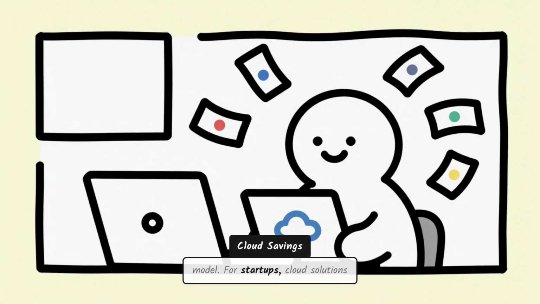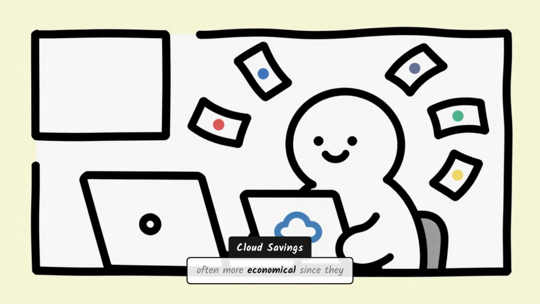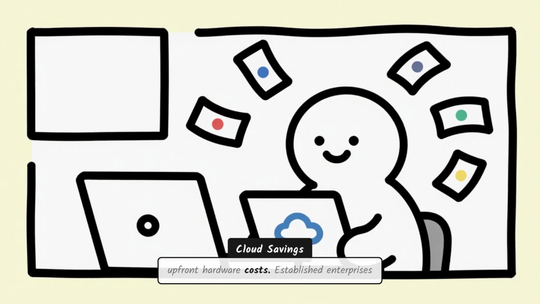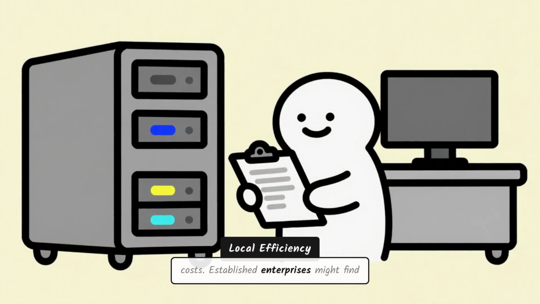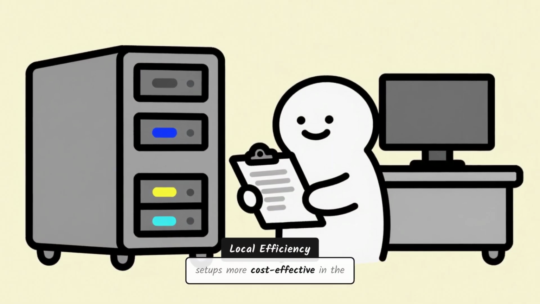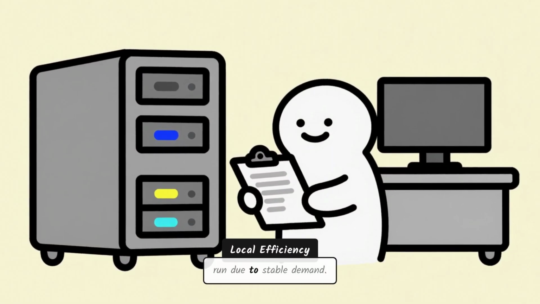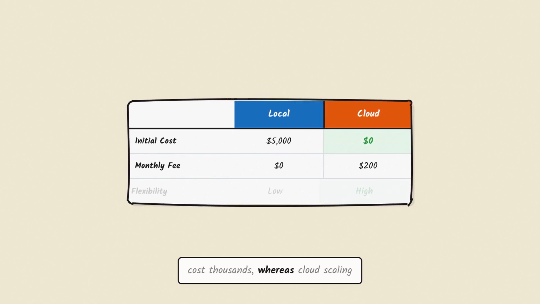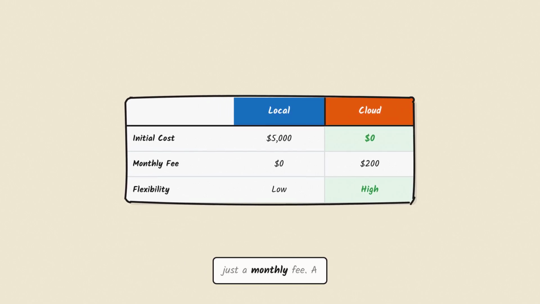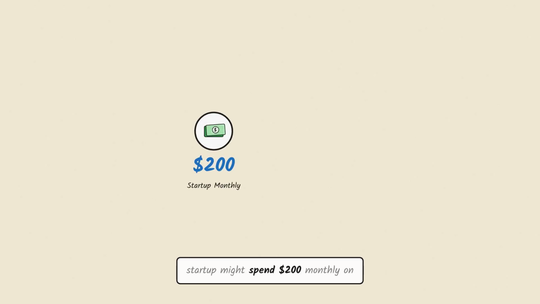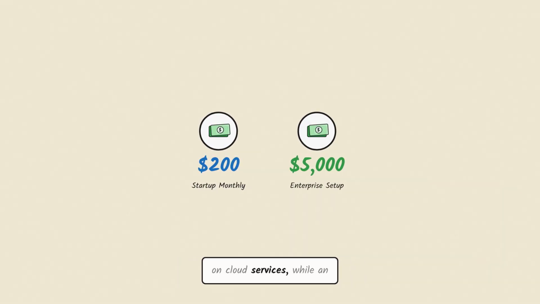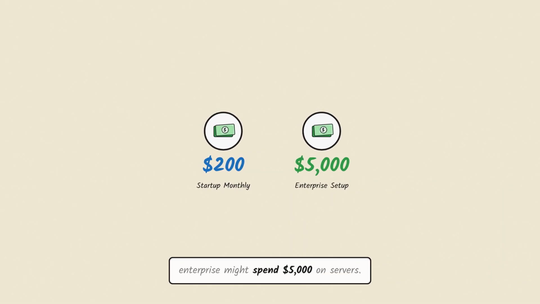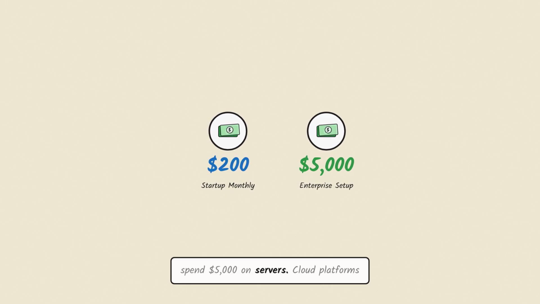For startups, cloud solutions are often more economical since they avoid upfront hardware costs. Established enterprises might find local setups more cost-effective in the long run due to stable demand. Adding a new server can cost thousands, whereas cloud scaling is often just a monthly fee. A startup might spend $200 monthly on cloud services, while an enterprise might spend $5,000 on servers.